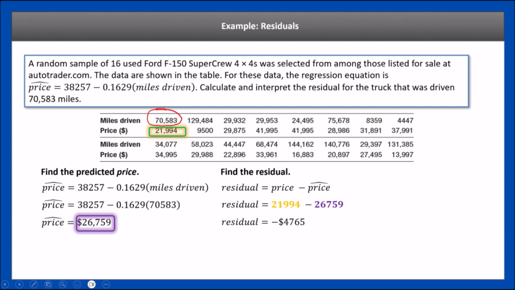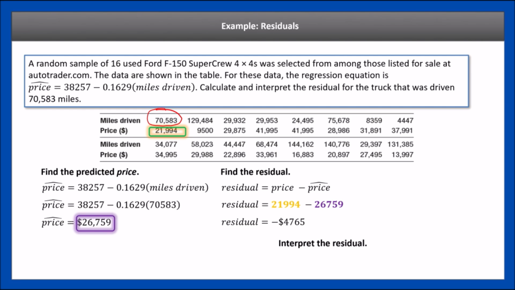Remember, a negative residual means we over predicted. So we predicted that it was almost 27,000, but it was actually almost 22,000. So we over predicted. All right, so that's how you calculate the residual. Now we're going to interpret that.